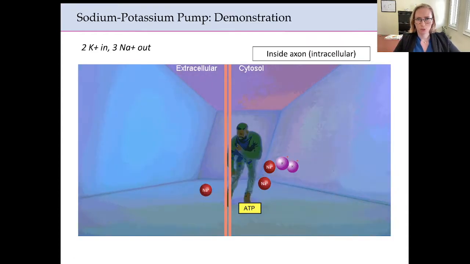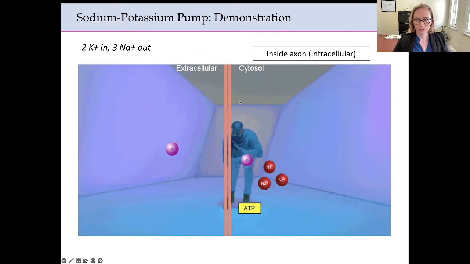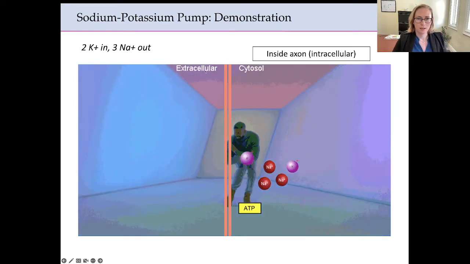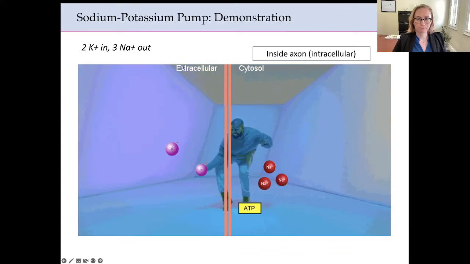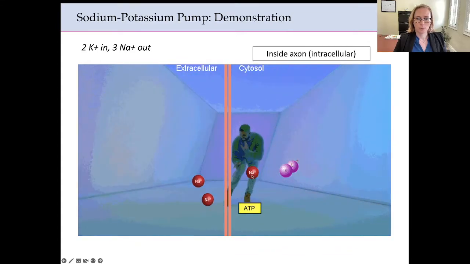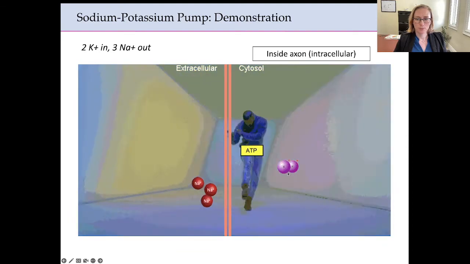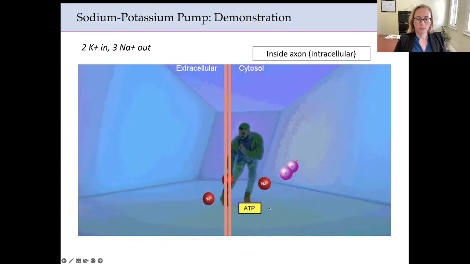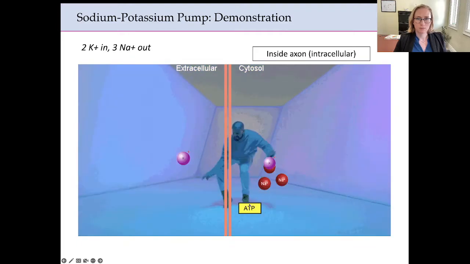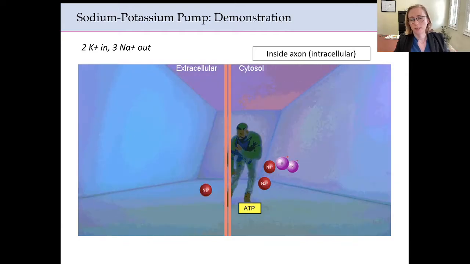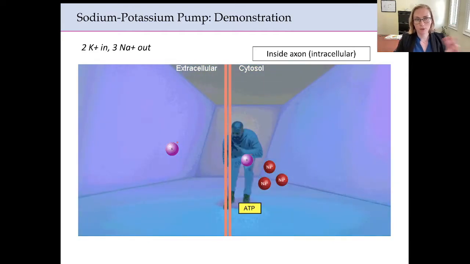A little demonstration of what that looks like. This side over here is going to be inside of the axon, the intracellular space, and the extracellular space is over here. Once we get 3 sodium out and 2 potassium, the pink ones, 2 potassium in, 3 sodium out, kicking off ATP. In order for the sodium-potassium pump to work, it requires energy to make this happen. So remember that 3-to-2 ratio.